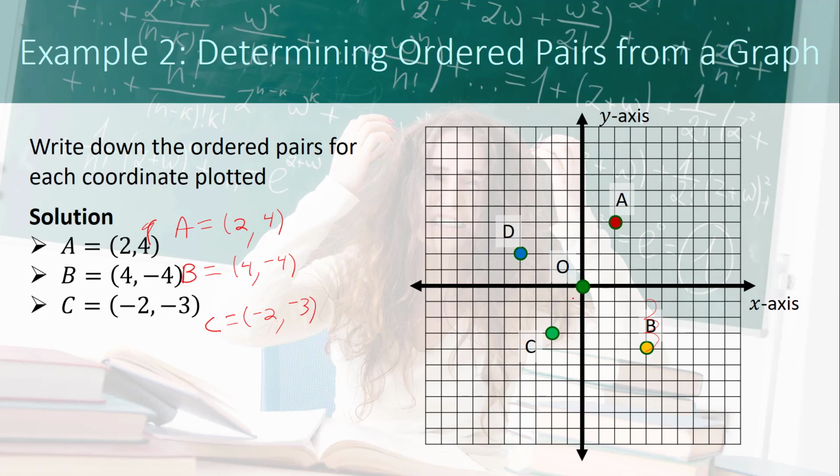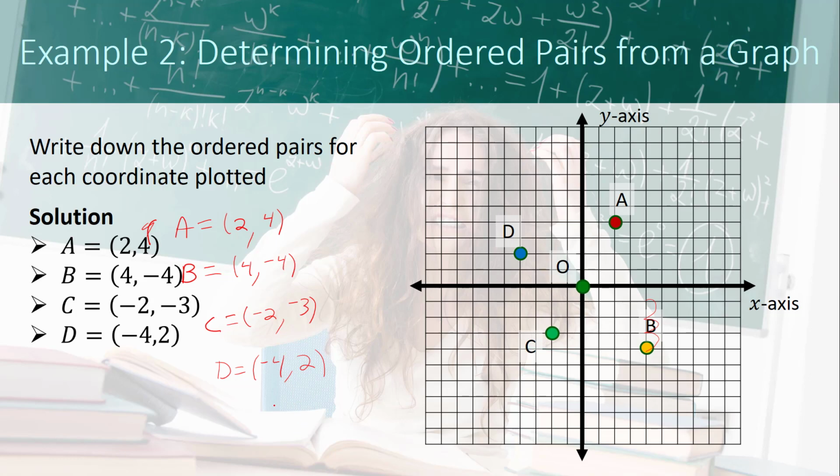And then for D, we are going to go negative 1, negative 2, negative 3, negative 4 in the x direction. And then we are going to go 1, 2, positive 1, positive 2 in the y direction. So that's the ordered pair for D. I did that one right.